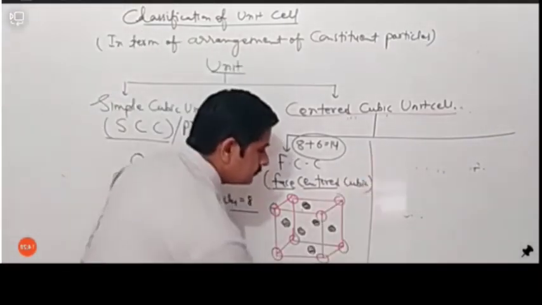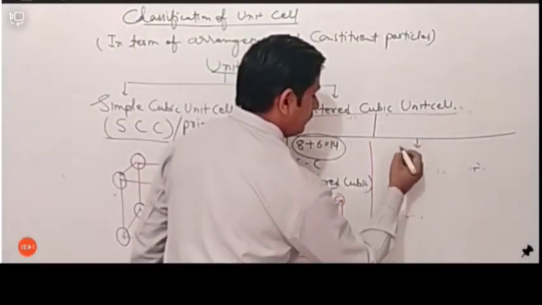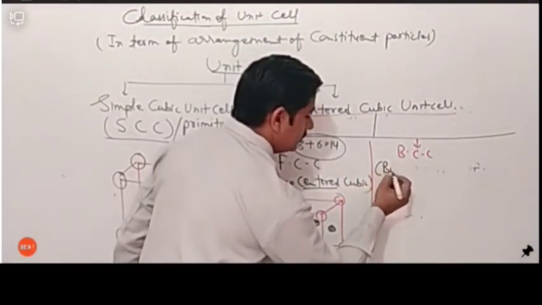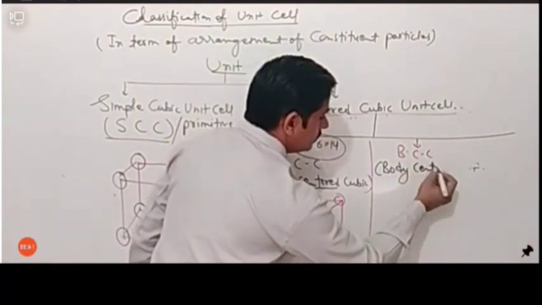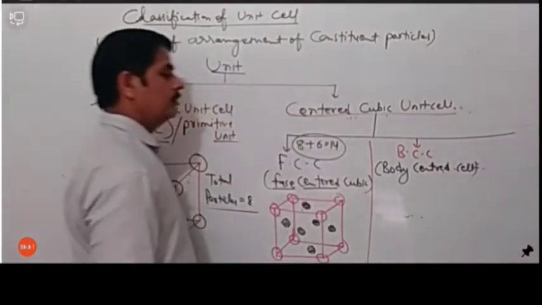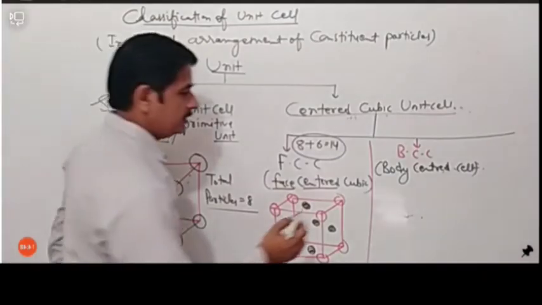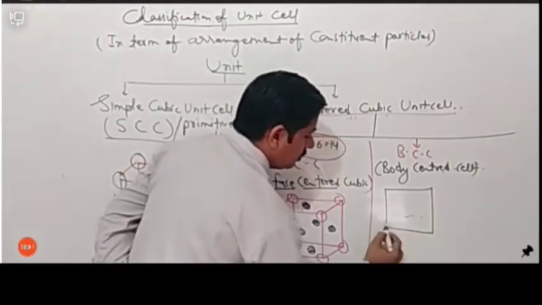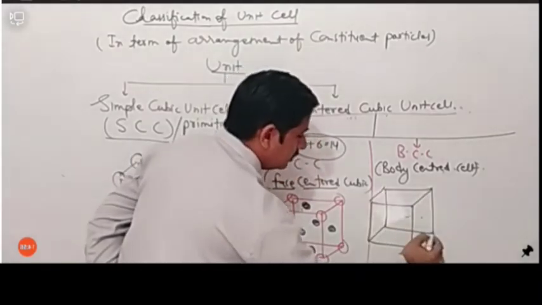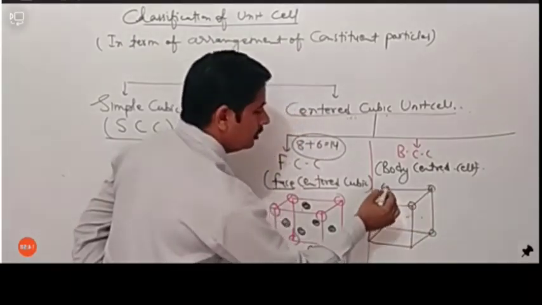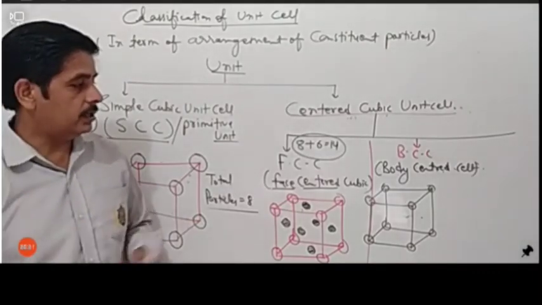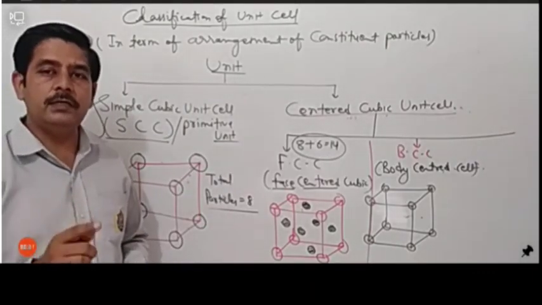And the next one is BCC. If we talk about BCC, it is body centered unit cell. Body centered cell, we can say the full form. So in case of body centered cell, again we have to draw 2 cubes, and each cube has 1 particle at the corner. This is the simplest one, and as it has the name body centered, 1 particle will be present in the center of the body.